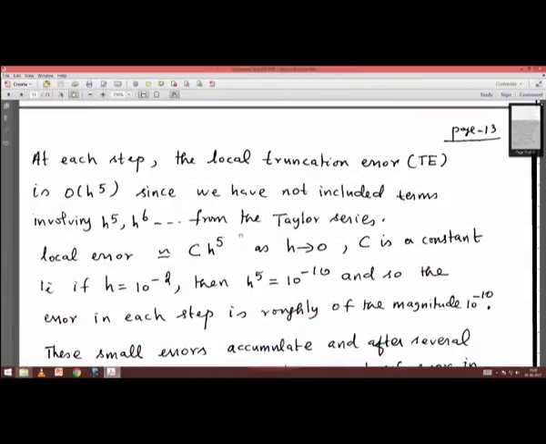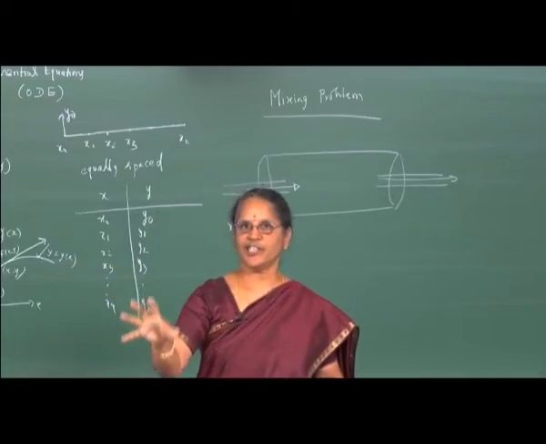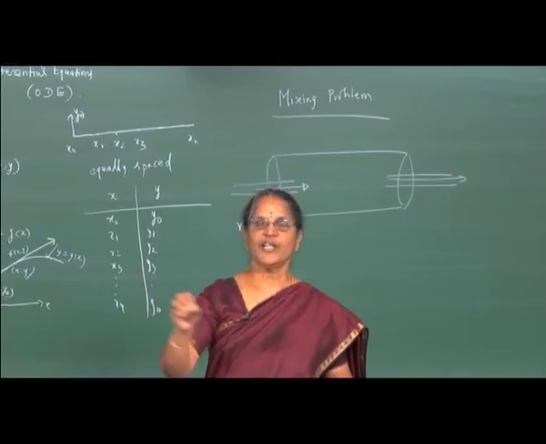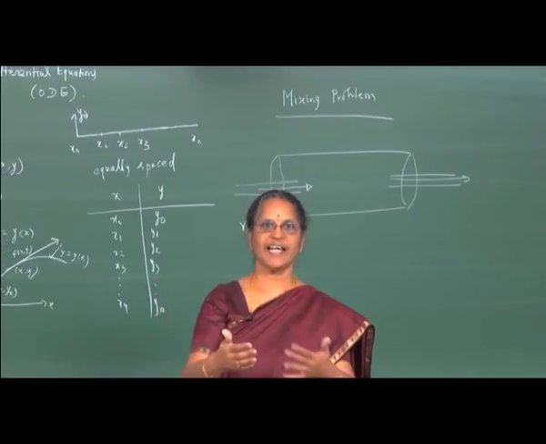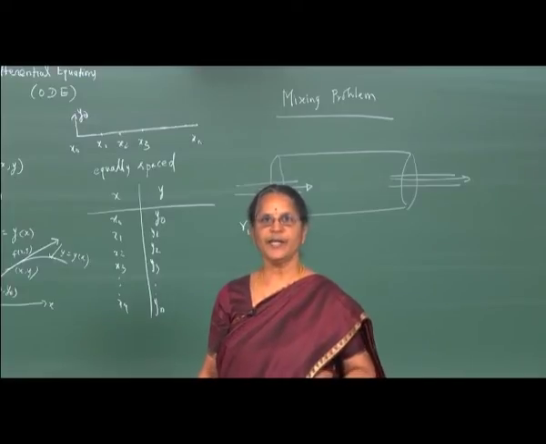So, we observe that at each step we have local truncation error. What is it? It is of order of h to the power of 5, because we are omitting terms of order of h power 5, h power 6, etc. The first neglected term is of order of h to the power of 5. So, the local error behaves like a constant times h to the power of 5 as h goes to 0.